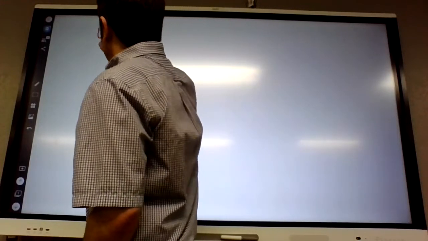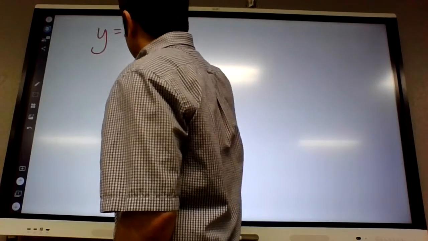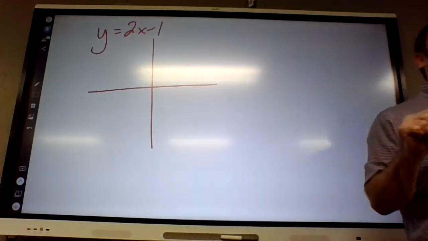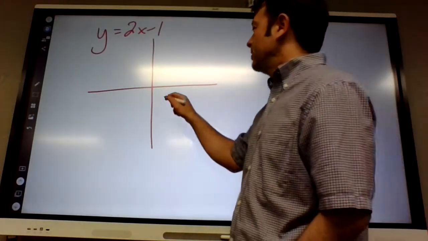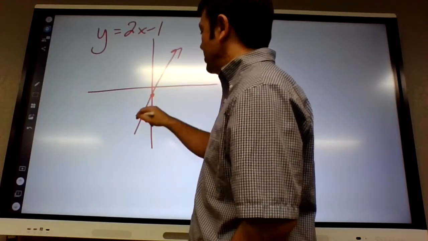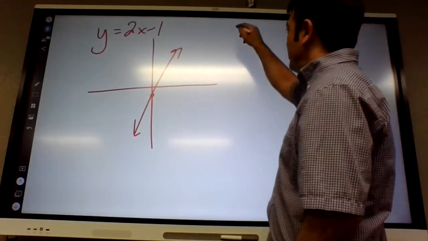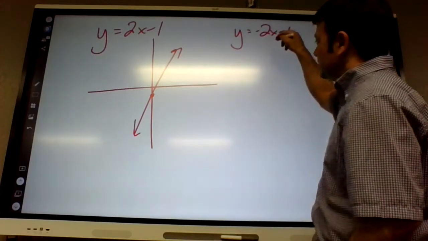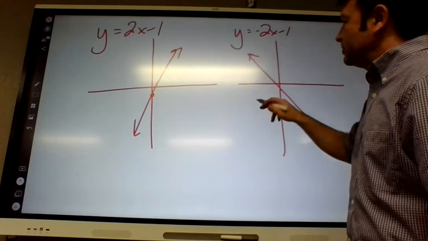If I was going to graph y equals 2x minus 1, what would that graph look like? You go down. Right, it'd be a line, right? You start down 1, you go up 2 over 1, so it'd just be a line that's going up from left to right. What would happen if I put a negative on the front of that? The slope would go down, so it'd be falling from left to right.